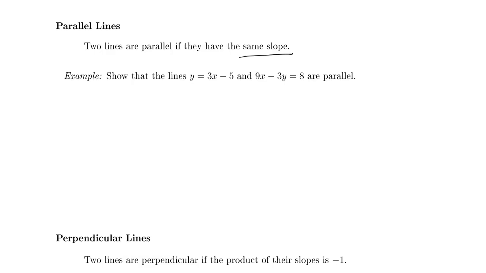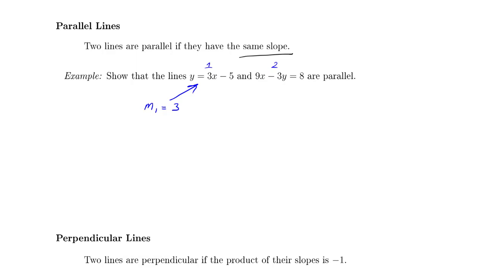Let's say we wanted to check that two lines are parallel. Show that the two lines y equals 3x minus 5 and 9x minus 3y equals 8 are parallel. Well, that's not too difficult. All I have to do is talk slopes. So let's call this one line 1 and this one line 2. Line 1, I'll say its slope is m1, and that's going to be simply 3. I can see that because it's in slope-intercept form, and I can pick it right out.